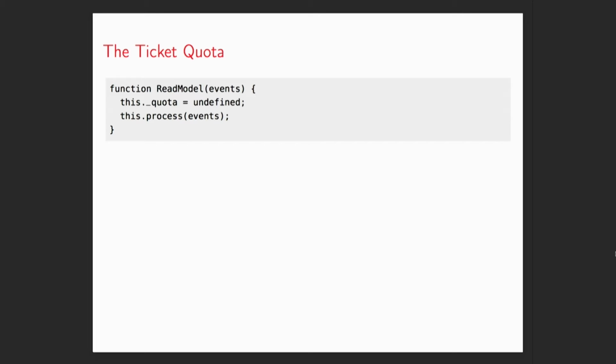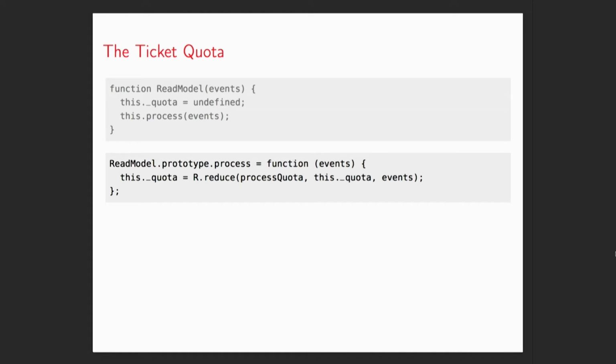First, we start out with an undefined quota because we don't know anything. And on creation of the read model, we get the list of events that have already been seen in the system. So our system might be running for a year or so, and now we do a reboot, and the system comes up, creates the read model, and all the events from the past year are passed into the constructor, and they are processed there. So what do we do in processing them? Basically, we reduce over them to get to the new quota value.